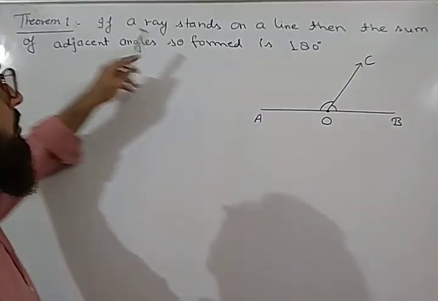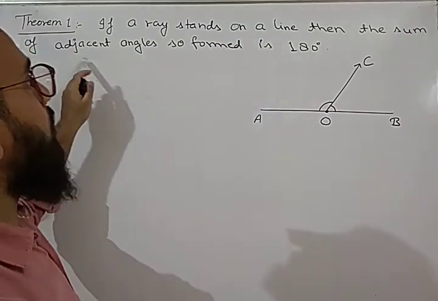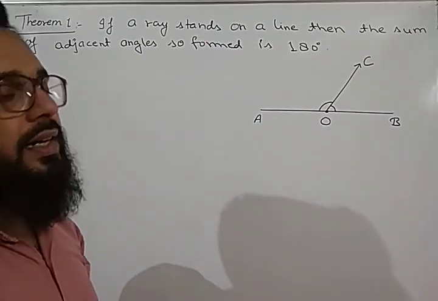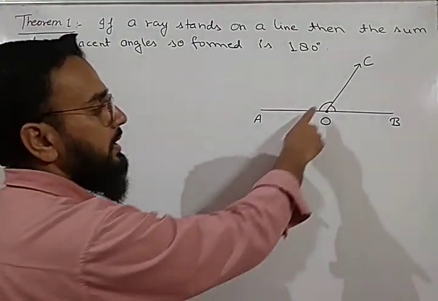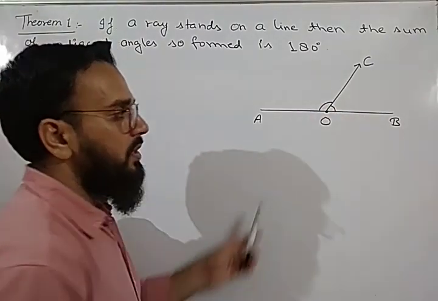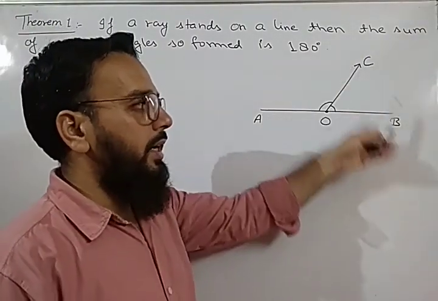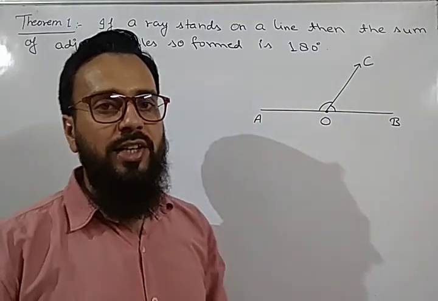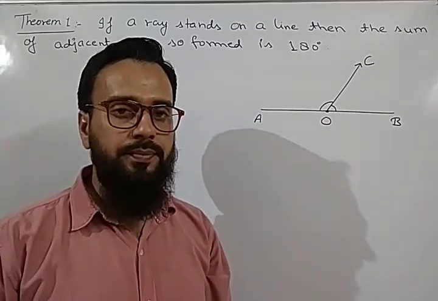And what we have to prove? If a ray stands on a line, then the sum of adjacent angles so formed is 180 degree. It means we have to prove that the sum of these two angles, means angle AOC and angle BOC, is equal to 180 degree. We have to prove it.